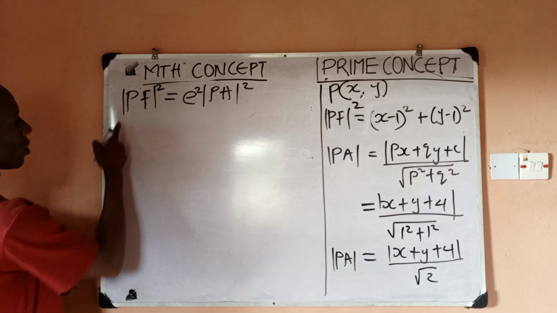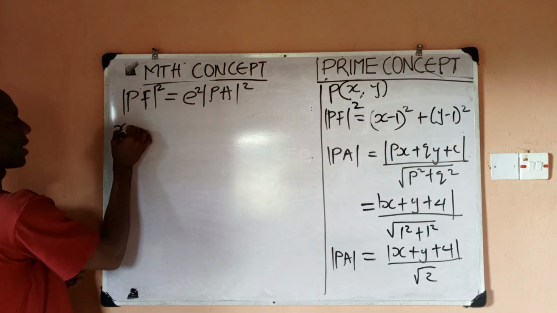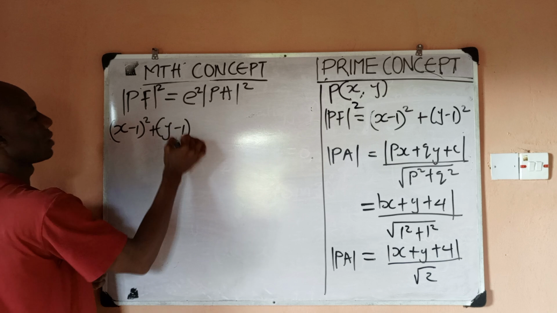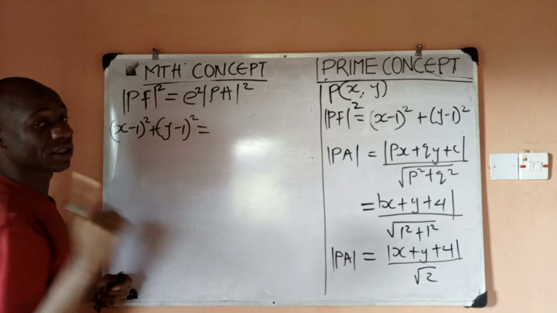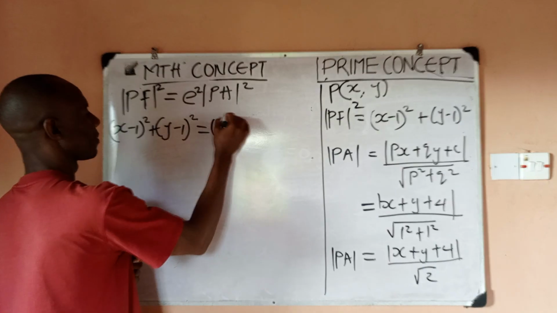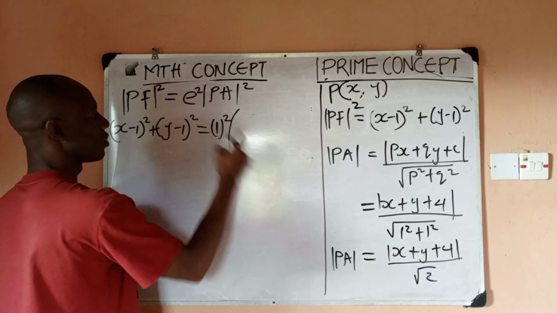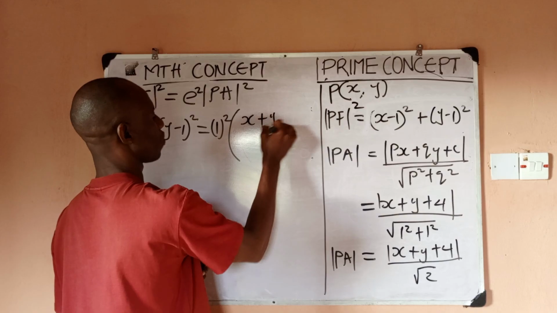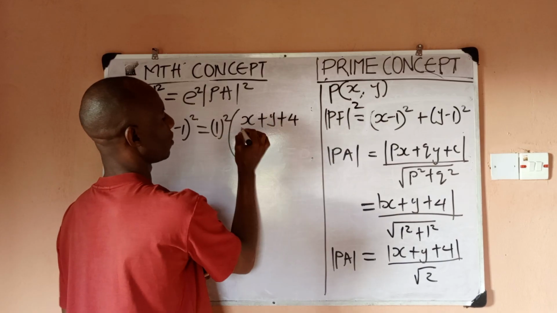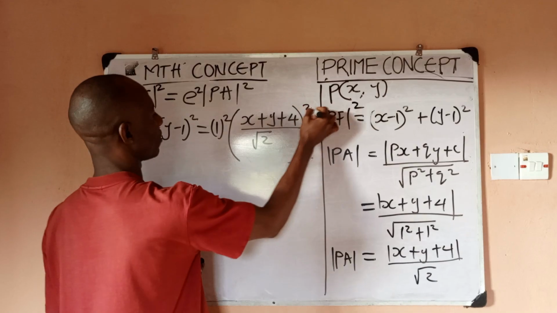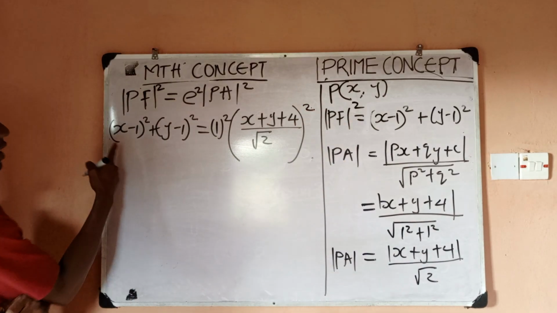Yes. So I would have (x minus 1) all squared plus (y minus 1) all squared equal to our eccentricity given to us, which is 1. So equals 1 squared, which is still 1. Then into this distance, which is (x plus y plus 4) all divided by square root of 2. So this is all squared now.